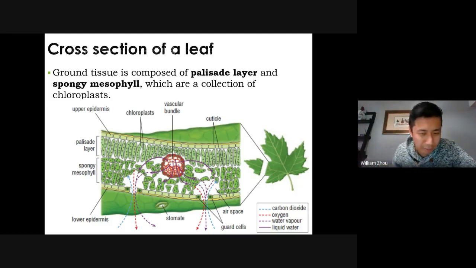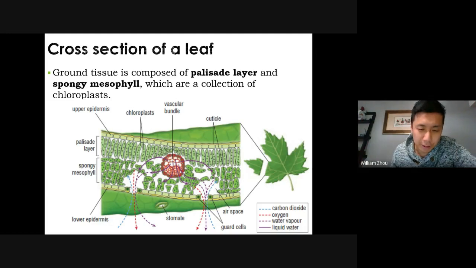Okay, why do they have holes? Because you need a hole for air to come in. You need air to do photosynthesis. And those cells, the palisade and the spongy mesophyll, they're responsible for doing photosynthesis, which is why leaves do photosynthesis.